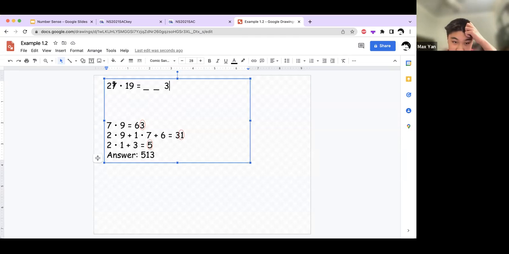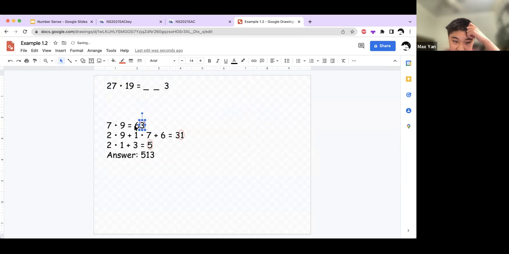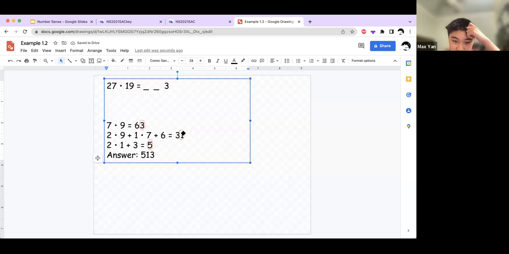inner, which means that we multiply these two, which are on the inside of these 4 digits, and we multiply those two. So 2 times 9 plus 1 times 7, we get 25. But we also have to carry over this 6, so we get 31, and we put 1 in the tens digit. Then we multiply the tens digits. We get 2 times 1 plus 3, which is equal to 5. And that's our answer.